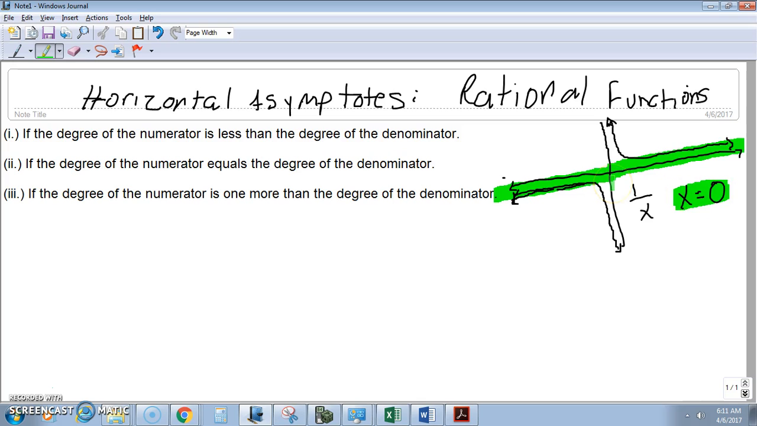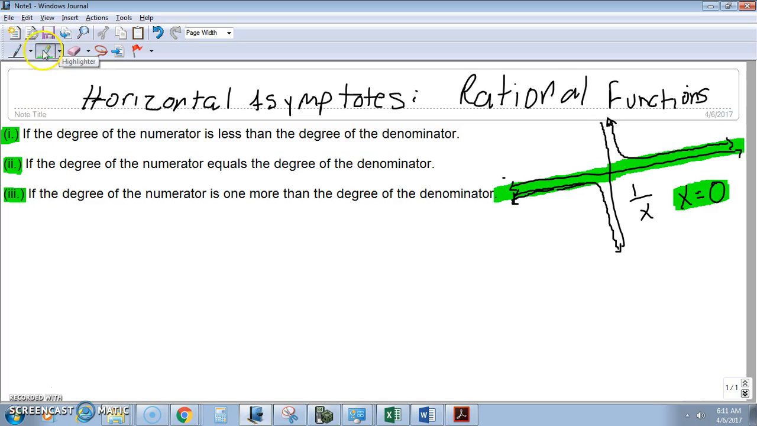But there's 3 kind of like different ways to look at rational functions. The first one is that the degree of the numerator is less than the degree of the denominator. 2, the degree of the numerator equals the degree of the denominator. And 3, the degree of the numerator is 1 more than the degree of the denominator, okay?